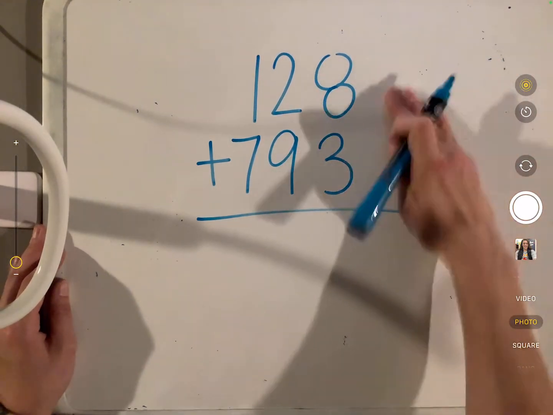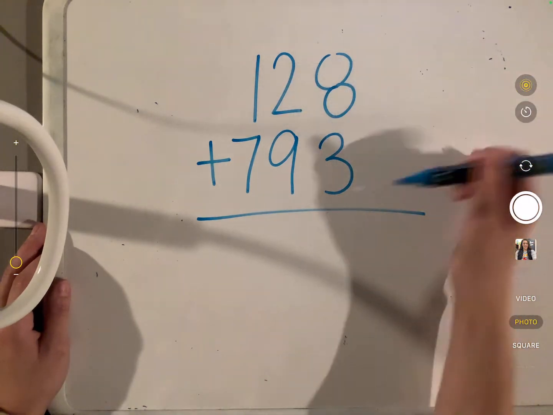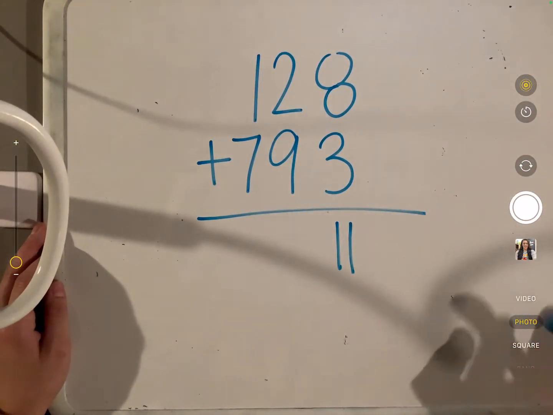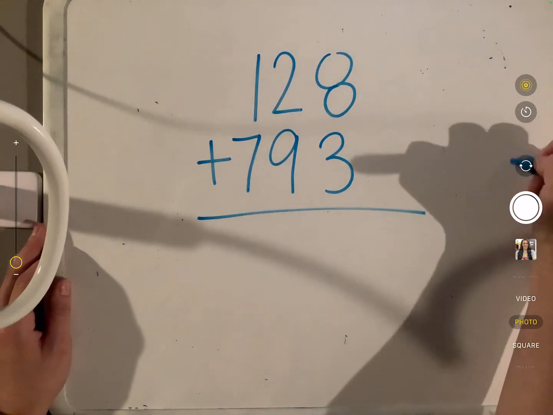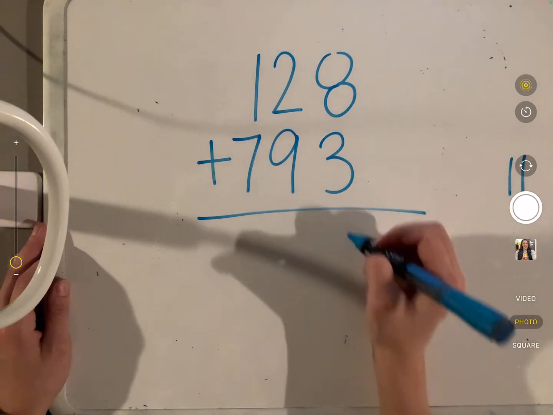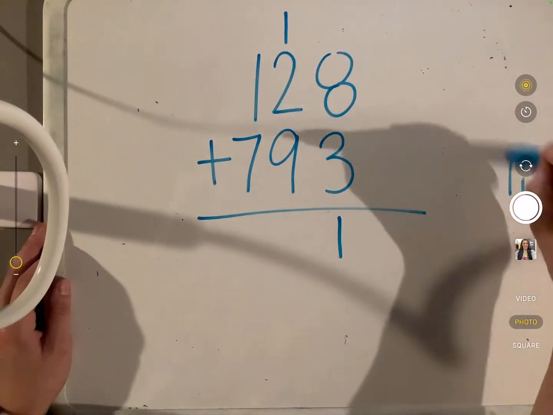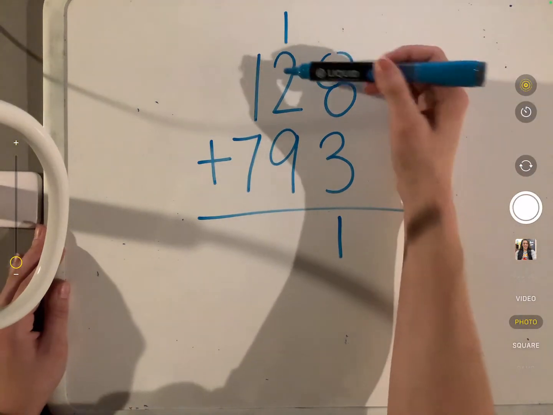Using the standard algorithm, you would start in the ones place and you would add 8 and 3. So 8, 9, 10, 11. But you wouldn't just write 11 like that, right? No. You would make sure that 11 has 1 ten and 1 one. So in the ones place, you're going to put a 1. Then you're going to carry that 10 over to the tens place. And then you're going to add this row of numbers together.